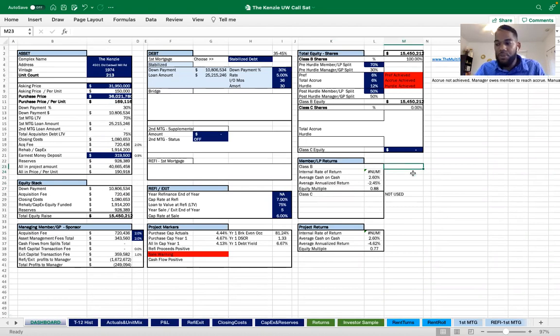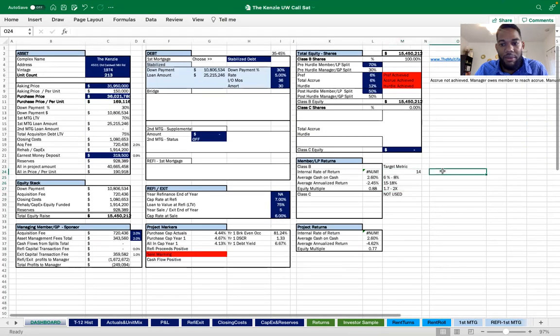I'll just put in my target metrics. Charles's may be a little bit different. I think his is a little bit higher. So my target IRR is 14. Average cash on cash between 6% to 8%. I like average annualized return between 15 to 18. Equity multiple between 1.7 to 2x traditionally. So you can see that even on my return assumptions, we're not really hitting anything on this property.